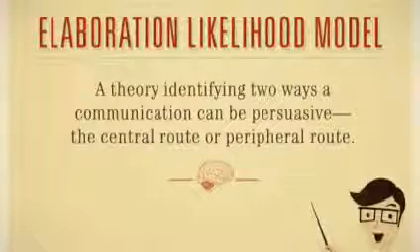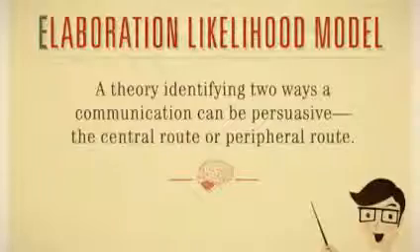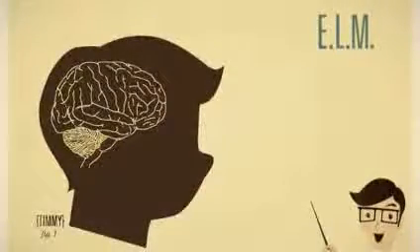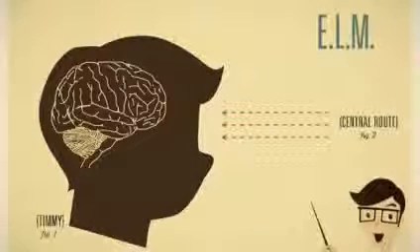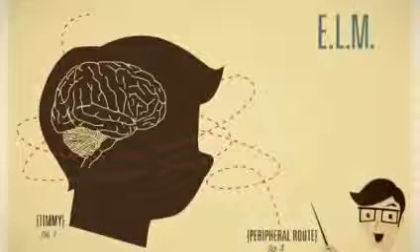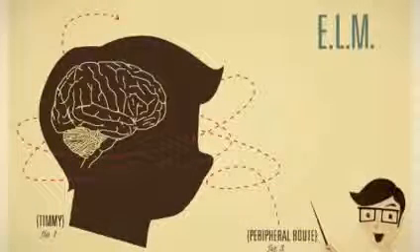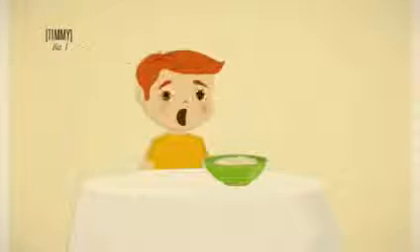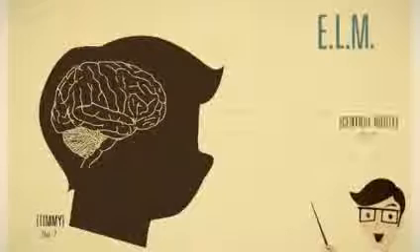The elaboration likelihood model, otherwise known as the ELM, is the theory identifying two ways a communication can be persuasive: the central route or peripheral route. The route which is taken is dependent upon the abilities of processing and the motivation of the receiver. That's you, Timmy. Let's spell it out for you, Timmy. Here is the central route.